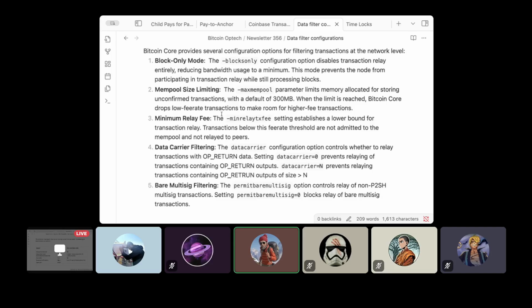What happens is that if you reduce it, it doesn't prevent your node from relaying data carrying transactions. It just reduces the computational load on it. So you can do that with this configuration. Sorry, I did not understand it, Bala. Would you mind explaining it again?